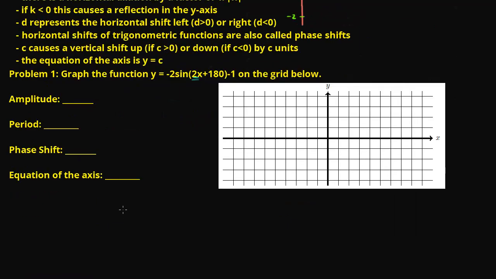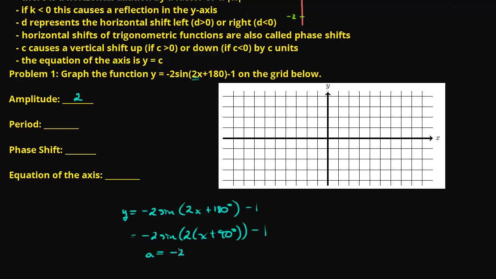So that's the first thing that I'm going to do. I have to factor out k. So I've got y is equal to negative 2 sine of 2 times x plus 180 degrees minus 1. And I'm going to rewrite this as negative 2 sine of 2 times x plus 90 degrees minus 1. So now that this is in factored form, we can look at all the different parameters that we have. We have that our value of a is equal to negative 2. So our amplitude, which is the absolute value of a, is just going to be 2.